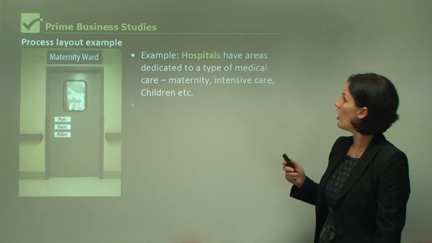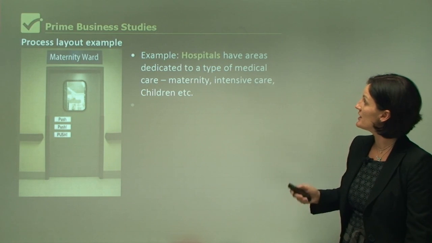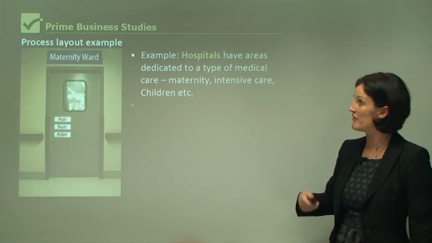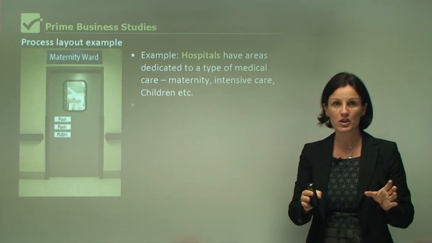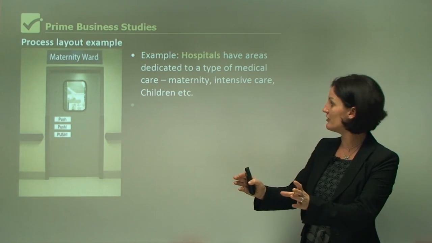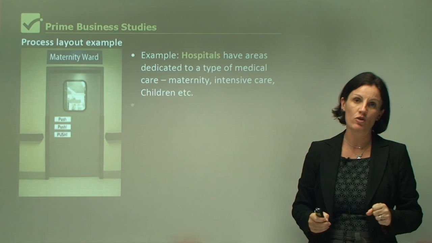Now, for example, hospitals have areas dedicated to a type of medical care. They have a process layout. So they have one area of the hospital that's for maternity, they have one for intensive care, and they have one for children's health.